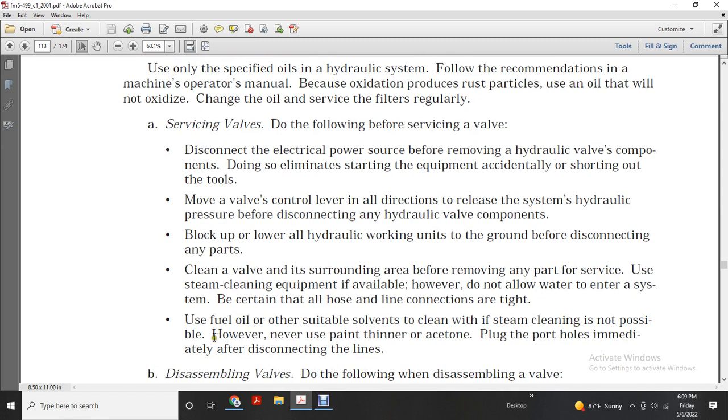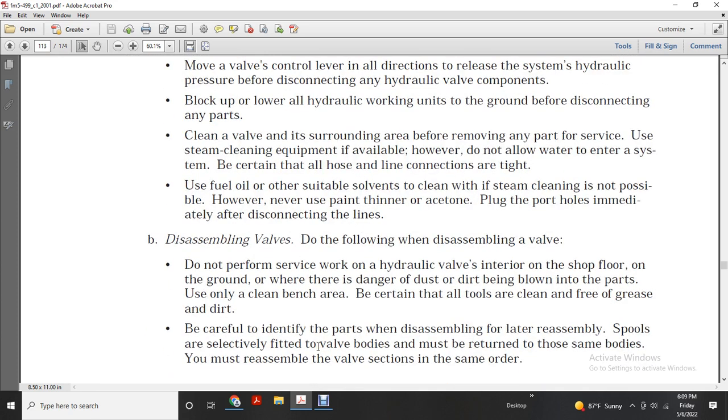Steam cleaning is not possible with paint thinner and acetone. After disconnecting the lines, disassemble the valves. Do the following when disassembling the valves.